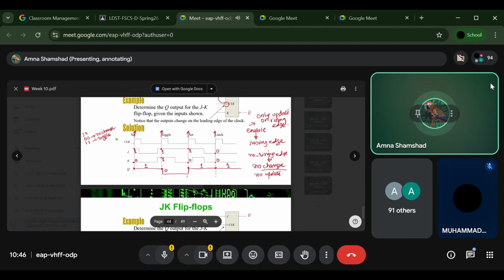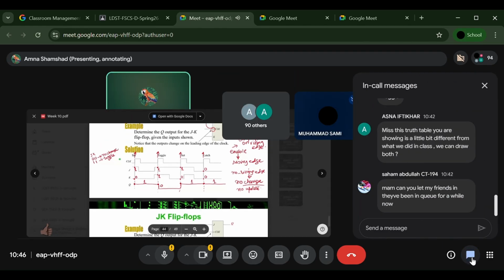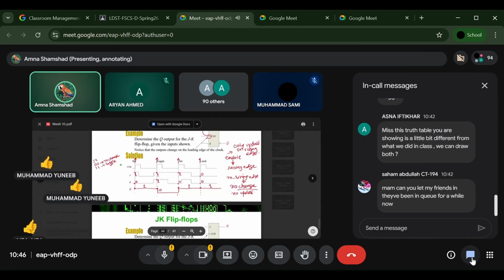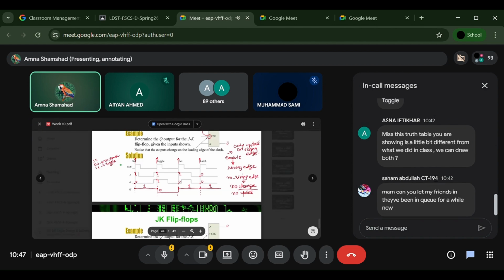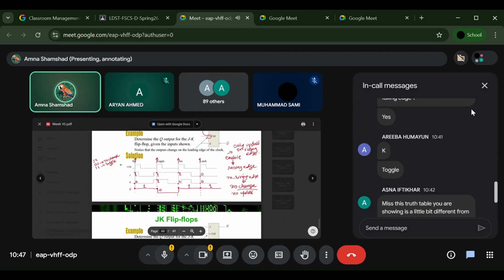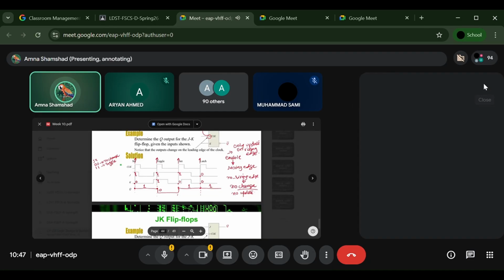This is my clock signal. Okay, is the clock signal clear to all of you? Class, is the clock signal clear to all of you? How I have drawn this signal? This is my 1, this is my 0, this is my 1, this is my 0. The input J is given again in the form of a wave, that is J is 1, and for this period of time J is 0. Again for this period of time J is 1, and for this period of time J is 0.